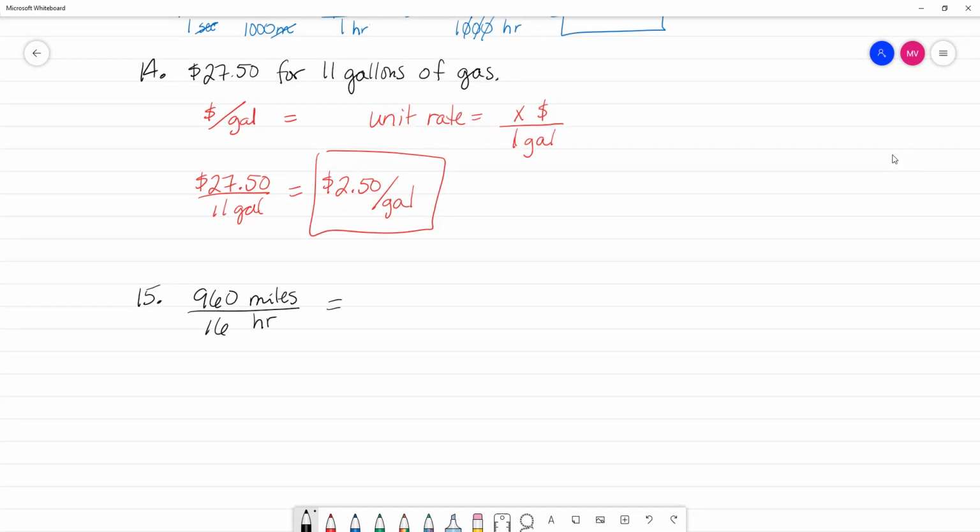You have to turn hours into 1. So this is 960 over 16 times 1. So we can just divide the numerator by 16. And that leaves our denominator as 1. 960 divided by 16 is a nice even 60 miles per hour.